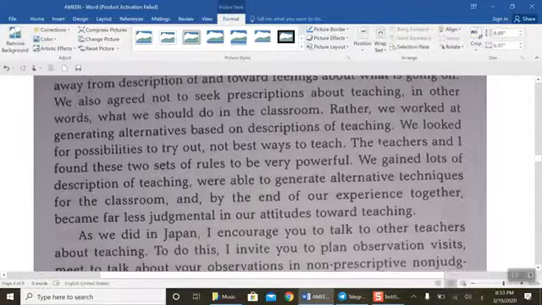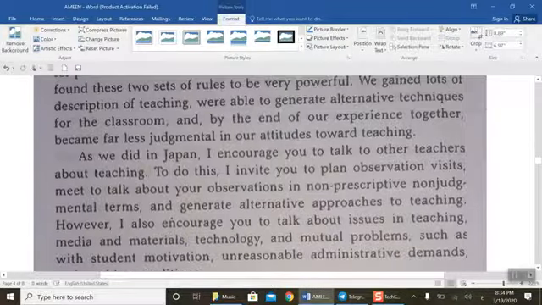The two rules. We gained lots of description of teaching. We were able to generate alternatives. You see, this is the summary, just the essence. We gained lots of description of teaching. We were able to create alternative techniques, new methods, new ways for the classroom, and by the end of our experience together we became far less judgmental in our attitudes toward teaching.